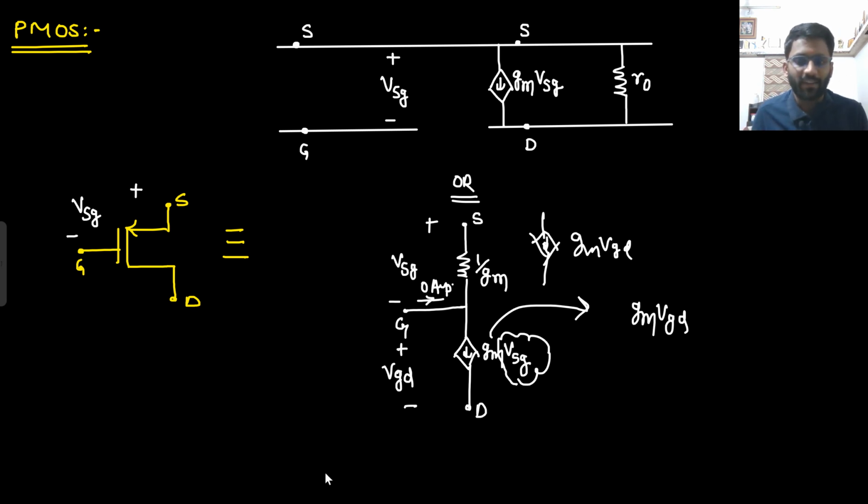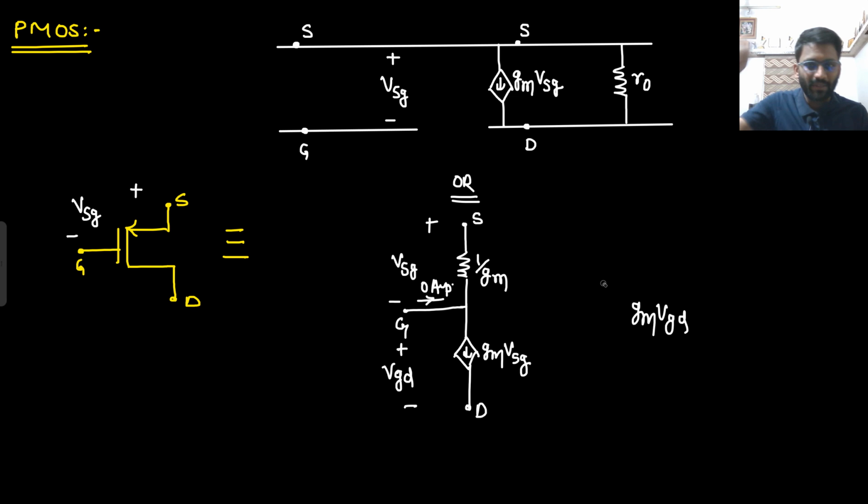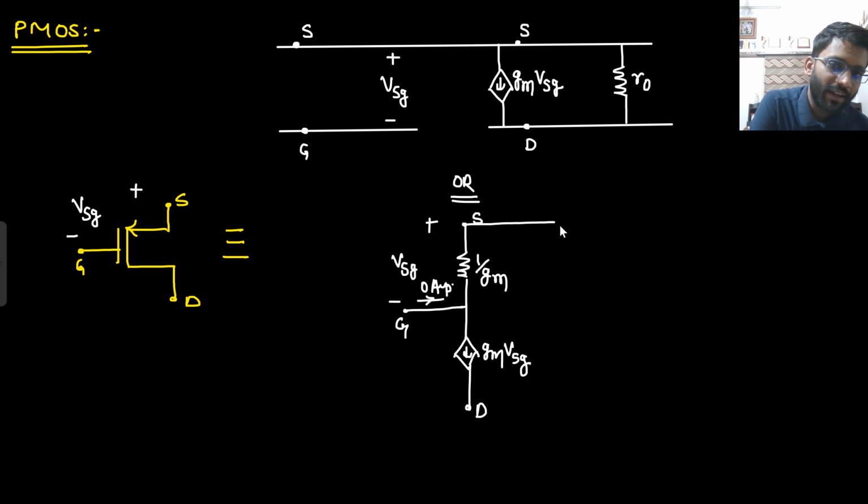So some people may have a doubt. Whenever a teacher explains this model, they don't give this much logic. They directly say, okay, 1 by gm will be there, gm Vsg is there. But now you have understood the complete logic of why we are making a resistance and why we are making a current source. Well and good. And between source and drain, I will be having a resistance R0.